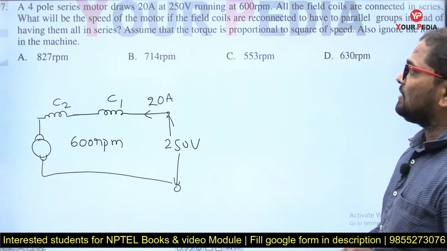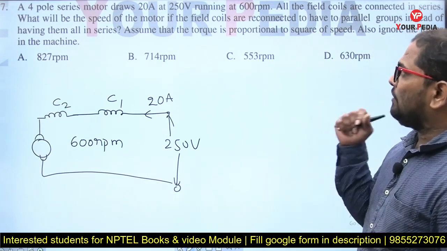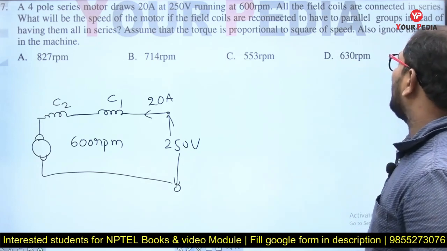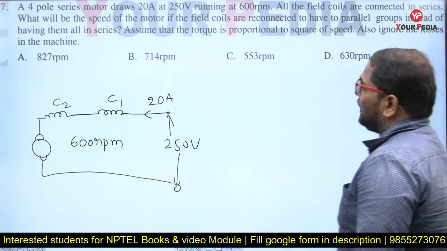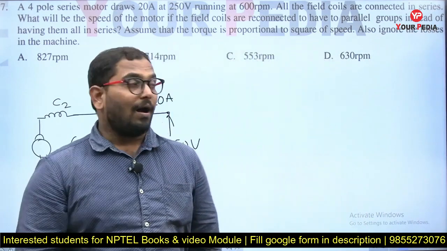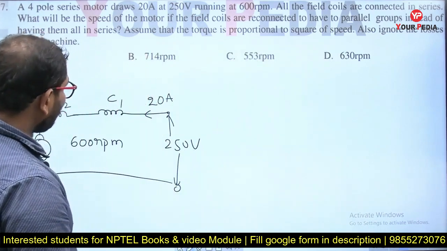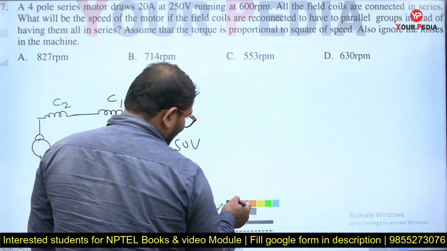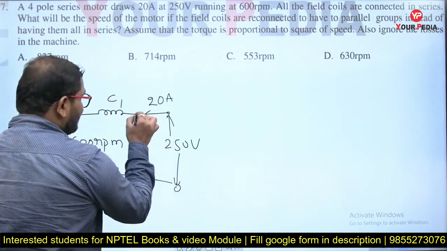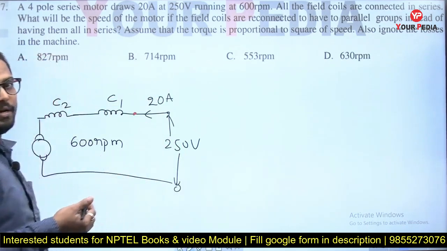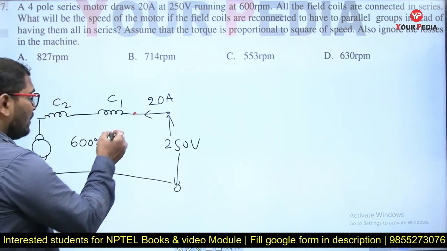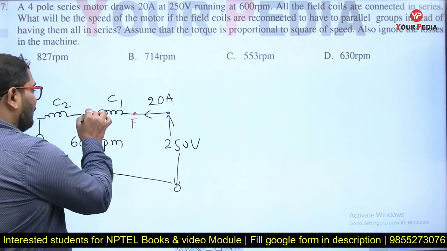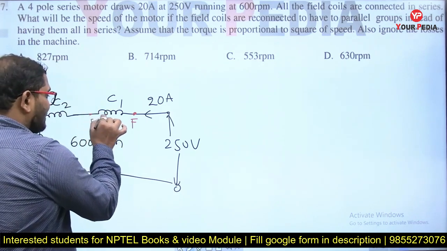Then the question is, what will be the speed of the motor if the field coils are reconnected to have parallel groups instead of having them all in series? If you take the field connections, have you remembered how you connect them? In your textbooks or in your laboratories, you will represent one terminal as F and the other terminal as FF.